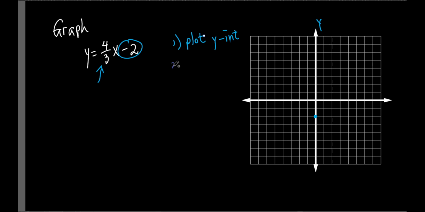The second thing, from the y-intercept, do a rise and run, which is the slope. And then the third thing, once you do number 2, you'll have a second point, and then you just connect the points.